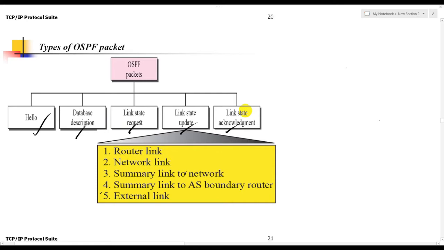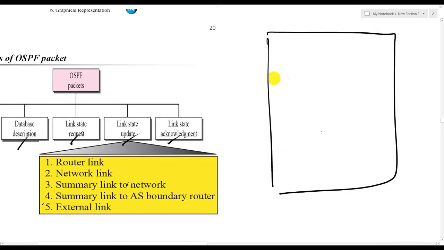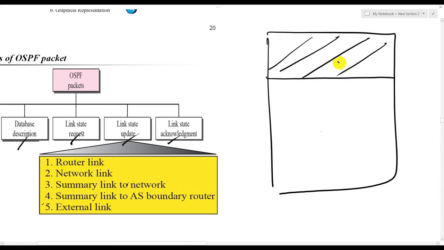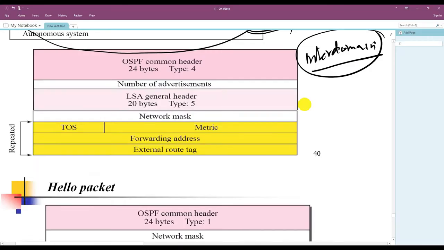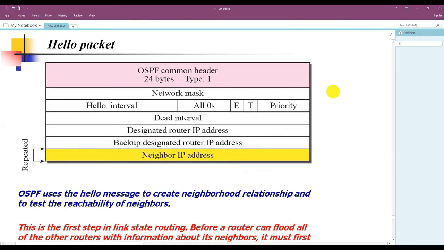For all the 5 cases, when you make a packet, some part is common for every packet, and this part is called the common header, which is 24 bytes, as we already discussed. Now coming to the hello packet. We have 5 different categories: hello packet, database description, request, update, and acknowledgement.